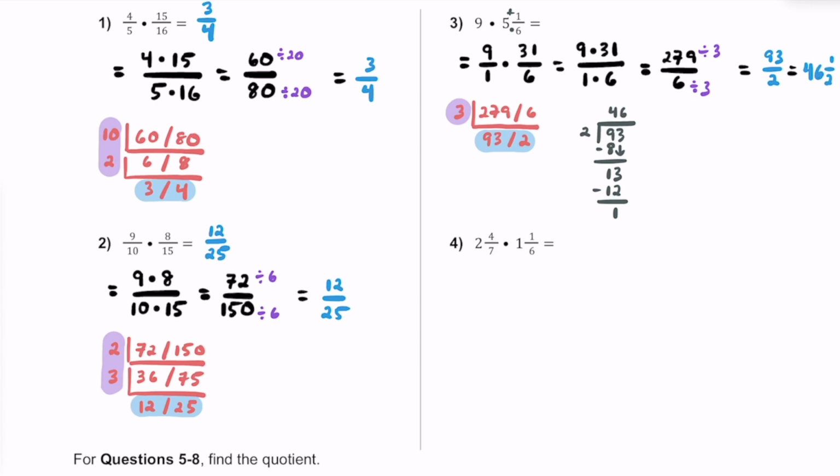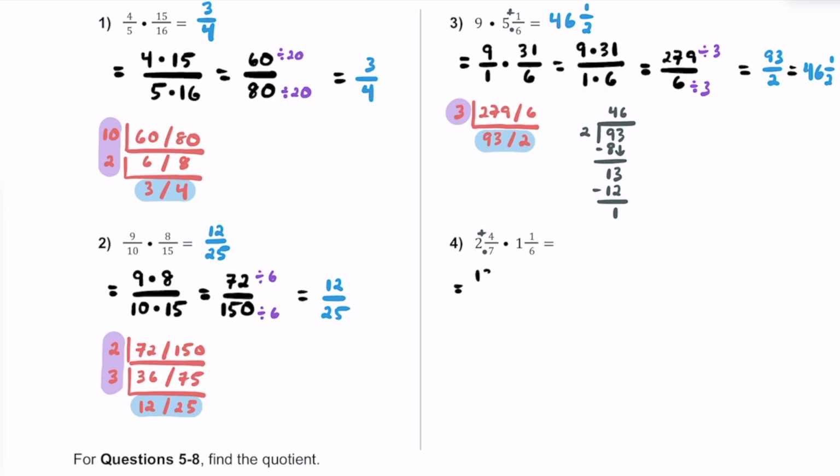Just another way of writing our product here. So I'm going to go ahead and write it over here, but if it doesn't really specify, you can use an improper fraction or the mixed number, both are good. For number 4, looks like we have a mixed number here multiplied by another mixed number. So just like we just did in the last one, let's convert these into improper fractions. So 2 times 7 is going to be 14. 14 plus the 4 on top is going to be 18.